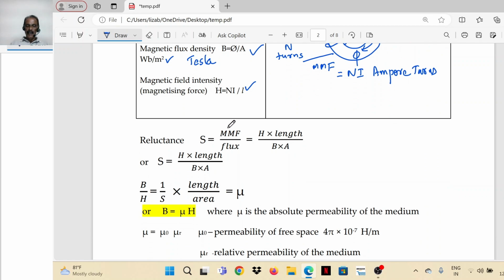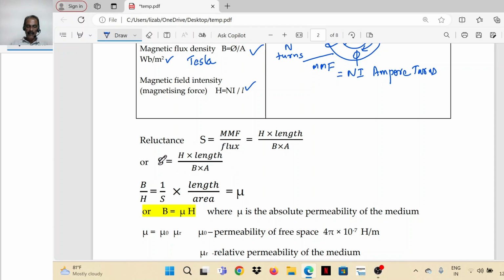Now reluctance S is equal to mmf divided by flux. mmf we can write as H into the mean length of the core. Here H is equal to Ni by L, or Ni is H into the mean length of the core. Flux is equal to flux density into area. The equation is given: flux density is flux divided by area, or flux is flux density into area. So S is equal to H into the mean length of the core divided by flux density into cross-sectional area.